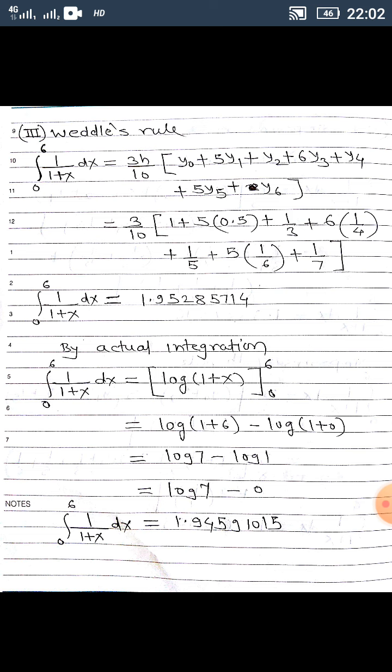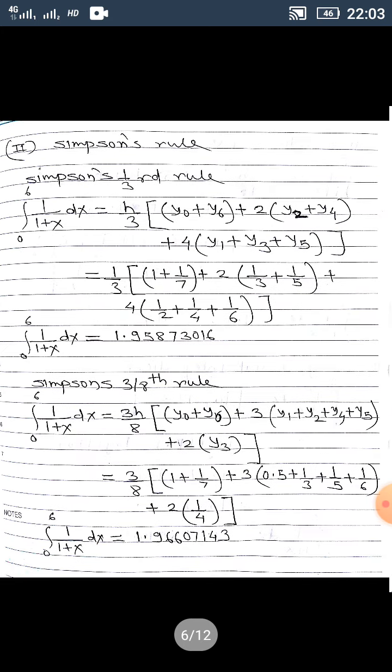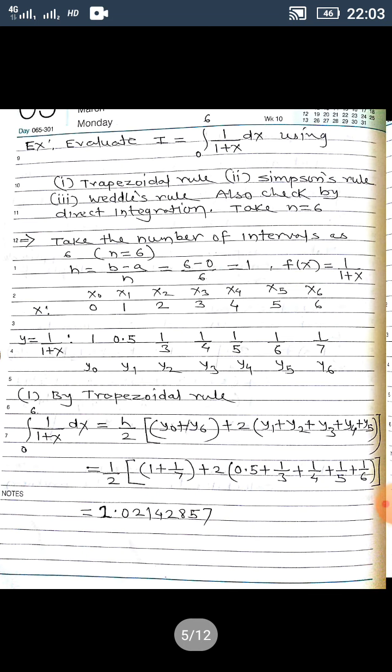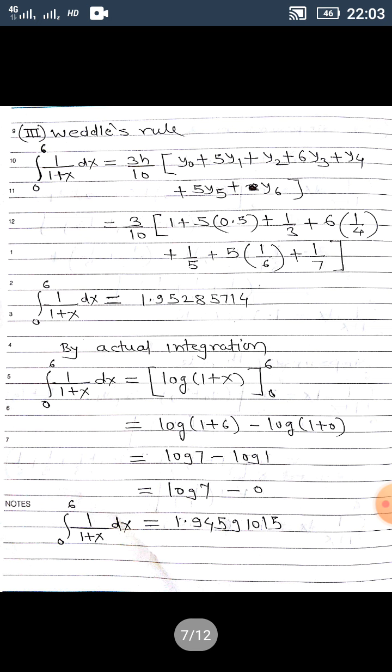Now we find the actual integration. What is the integration of 0 to 6, 1 upon 1 plus x dx? The integration of 1 upon 1 plus x is log of 1 plus x, and we have to evaluate it between 0 and 6. Substitute x equal to 6: log of 1 plus 6 is log 7, minus log of 1 plus 0, which is log 1. Log 1 is 0. Log 7 has the value 1.94591015. So the exact integration is 1.94591015, so 1.94 is our exact answer.